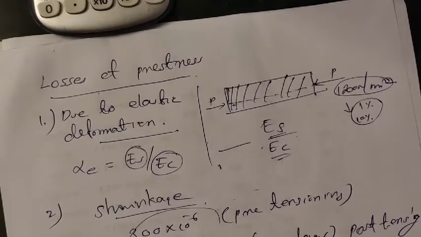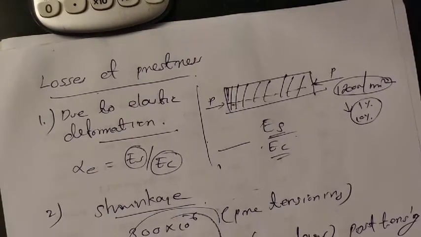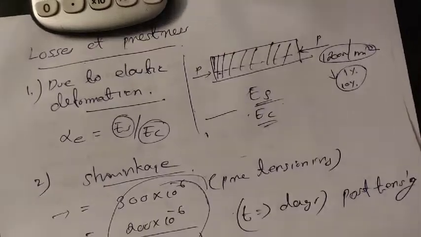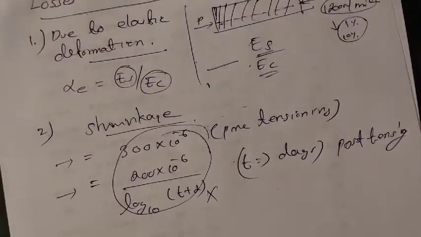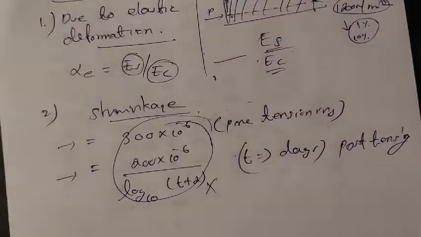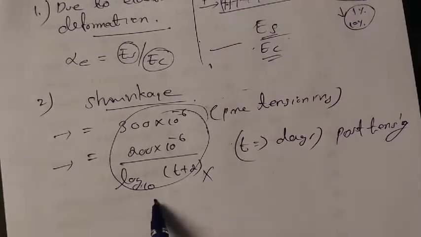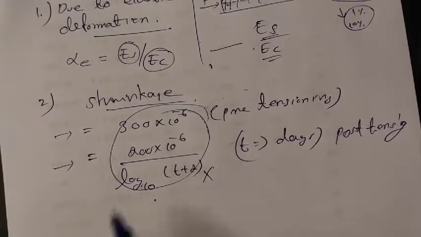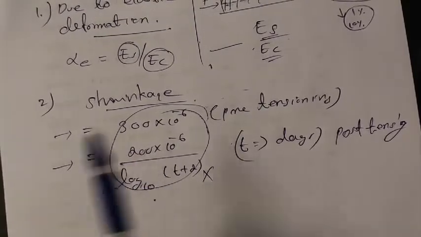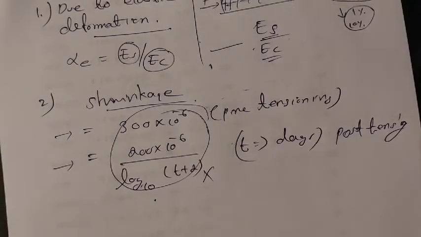In most cases we are not using these equations, because the question itself gives the values. So we are not bothering about these in the question. But when the question paper asks for the loss of prestress, this will help you.